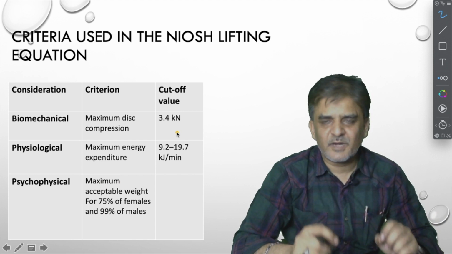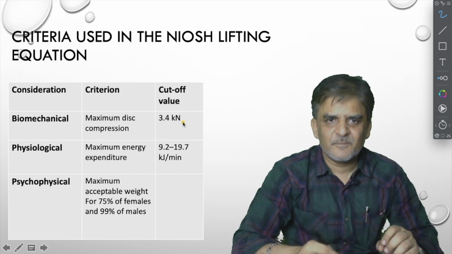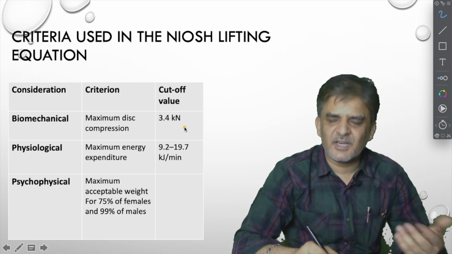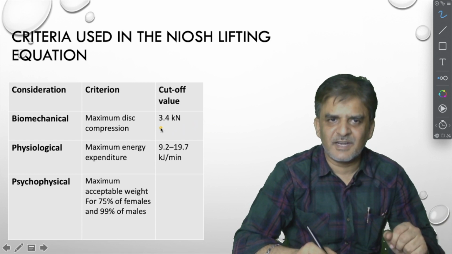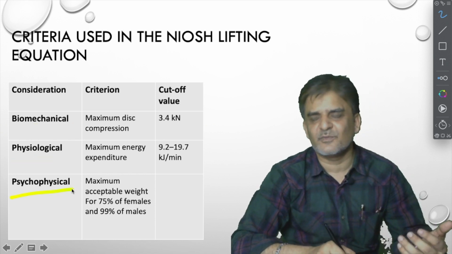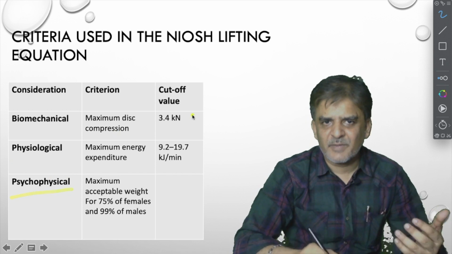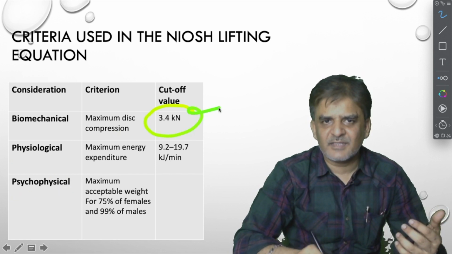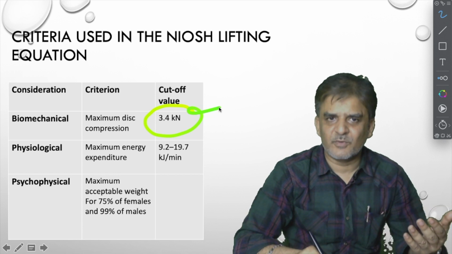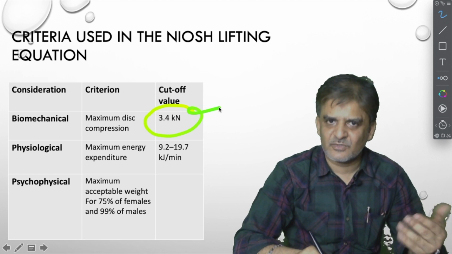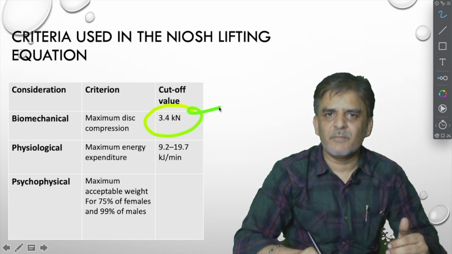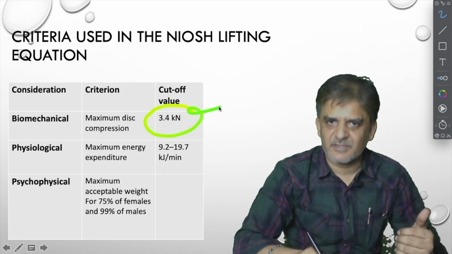So this equation was modified, and the NIOSH lifting equation, which helps us find out the appropriate weight limit, is based on all three possible criteria for the analysis of manual material handling: biomechanical analysis, physiological analysis, as well as psychophysical analysis. Biomechanically, they found that 3.4 kilonewton force is a cutoff value for the maximum compression of the disc. So the torque coming on the disc should not make the load exceed that limit.